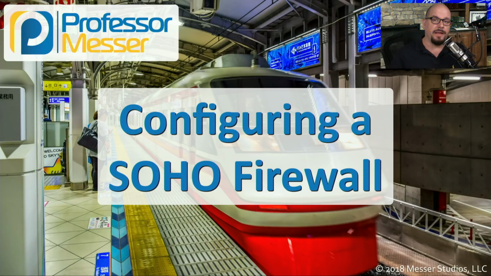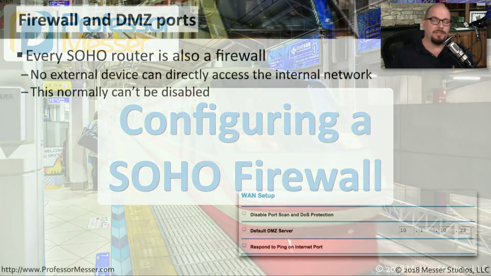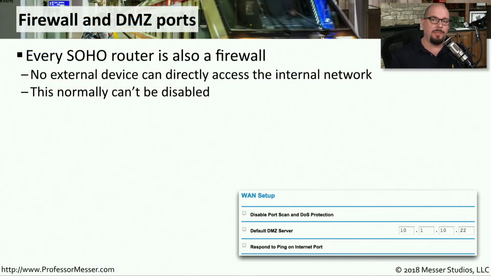There are many options available when configuring a small office or home office router, and in this video, we'll go through some of the more common configuration settings. Inside of your SOHO router is a very capable firewall. It allows you to have access to the internet, but it prevents anyone from the internet from accessing any resources on your internal network. This is not generally a feature you can disable. If you're using a SOHO router, then you're using this firewall.